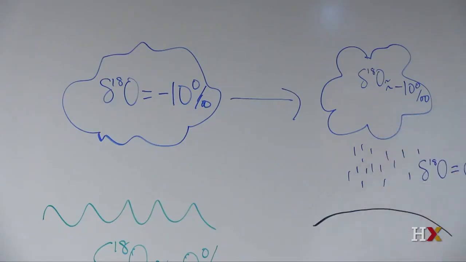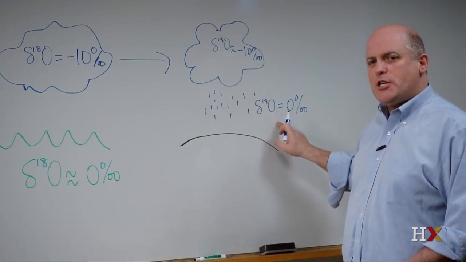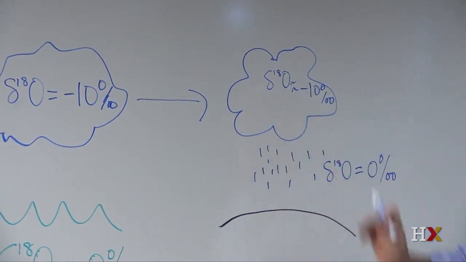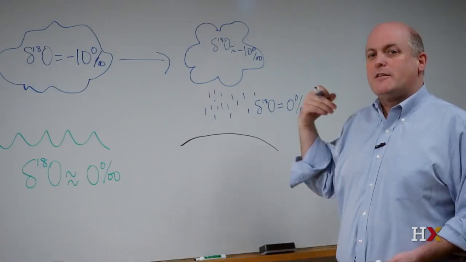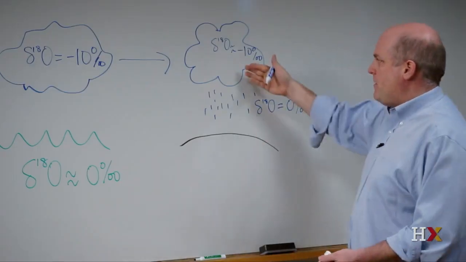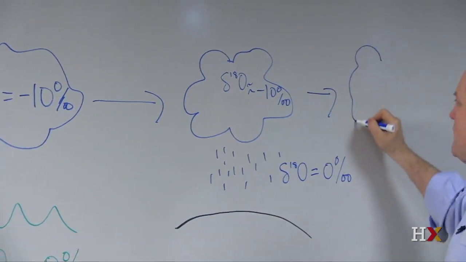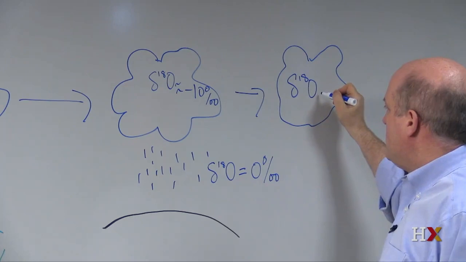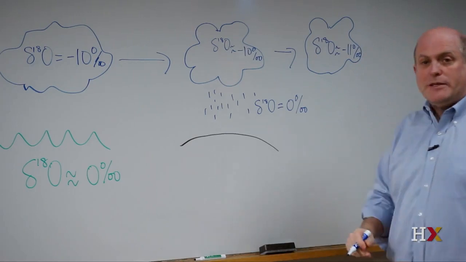But now think about what happens to the cloud. The cloud is minus 10 per mil, and it's losing water that's slightly enriched in oxygen 18 at 0 per mil. And therefore, if you say lost 10% of the water, that cloud is no longer minus 10 per mil. It's lost a little bit of extra oxygen 18, and therefore the cloud now evolves to becoming slightly more depleted. So the delta O18 of this cloud now is approximately minus 11 per mil, getting a little bit depleted.